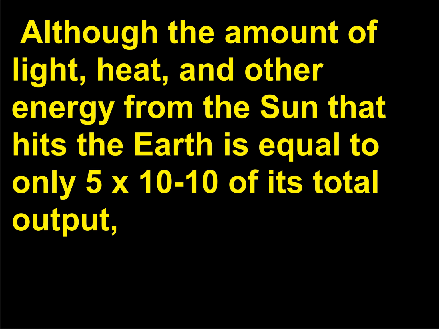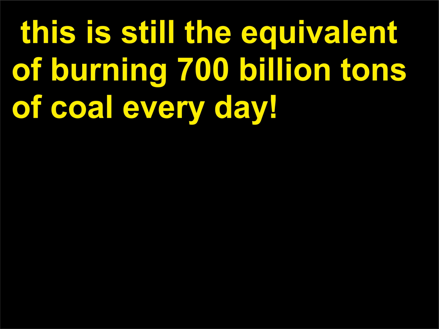Although the amount of light, heat, and other energy from the sun that hits the Earth is equal to only 5 × 10⁻¹⁰ of its total output, this is still the equivalent of burning 700 billion tons of coal every day.